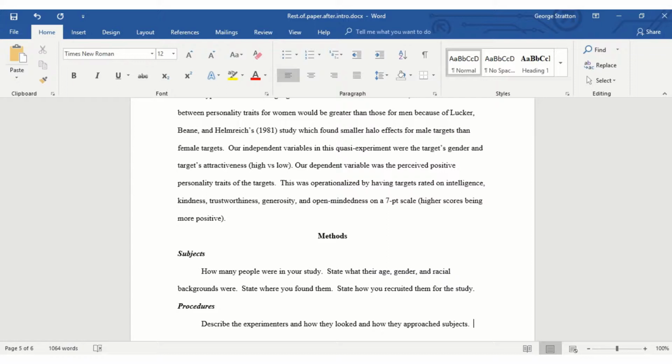So all the little details are in the methods, and you need to be so clear in your methods that someone reading your paper could exactly copy you and do exactly the same thing. So again, in the procedures section, you're going to describe the experimenters, how they looked, how they approached or interacted with subjects. Then if you did a scene that you staged, you're going to take pictures of it and then refer people to the appendix so we can see as readers what the subjects saw. Or if you approach people with a survey, you're going to include the survey in the appendix and then refer us in the procedures to that appendix.